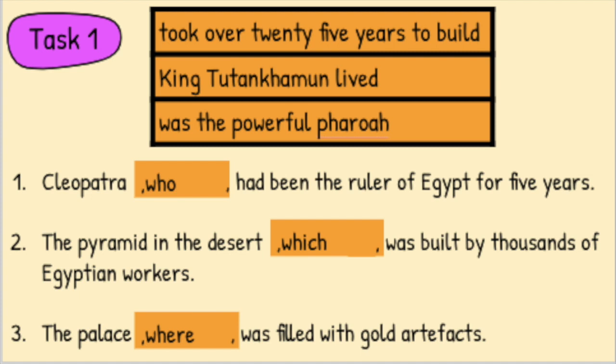So for your task to see how you've got on, what I want you to do is to write three sentences in your books. Could you choose one of the parts above? Took over 25 years to build. King Tutankhamun lived, or was powerful pharaoh. So you're going to choose that and add that to your sentence. Don't forget your punctuation, so you need to include your commas surrounding the relative clause, and you need a capital letter and a full stop at the end.